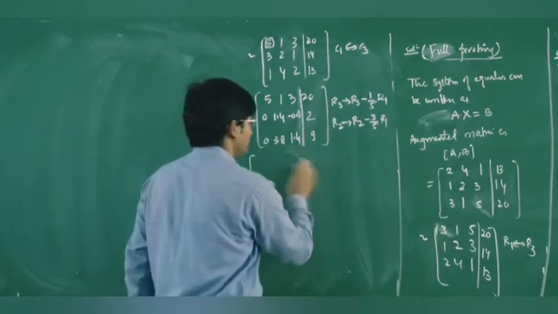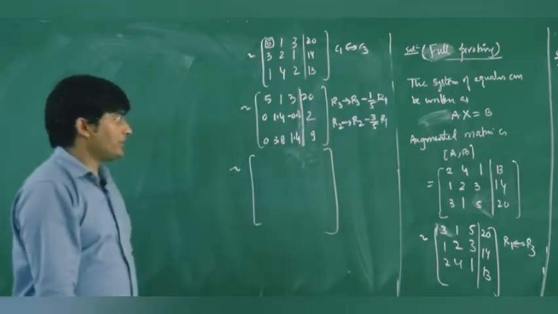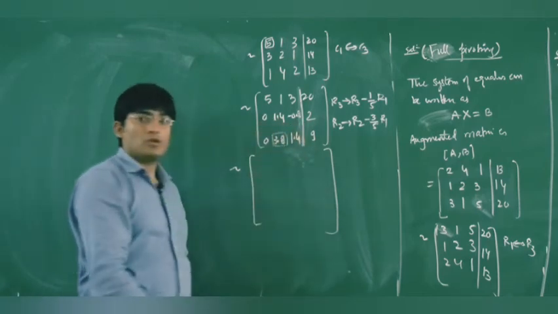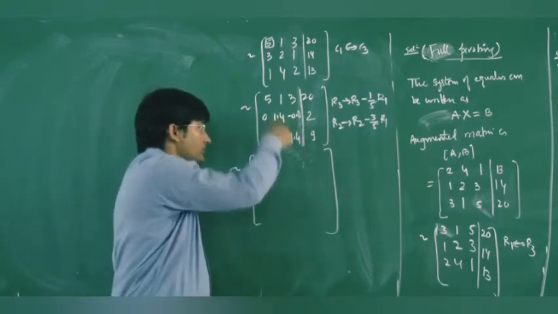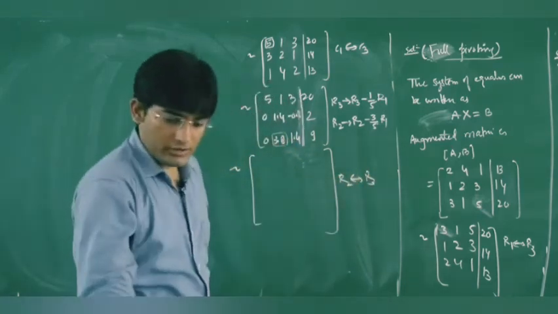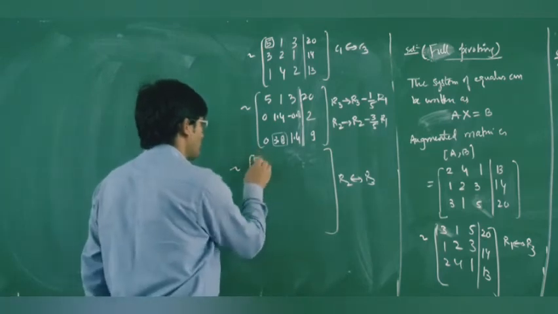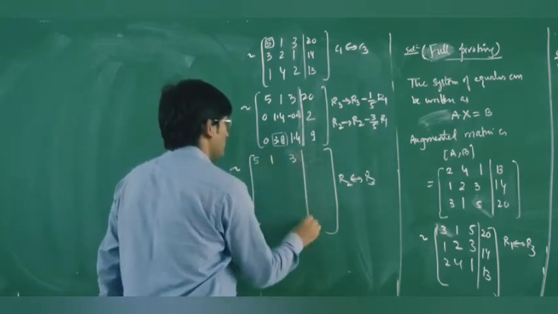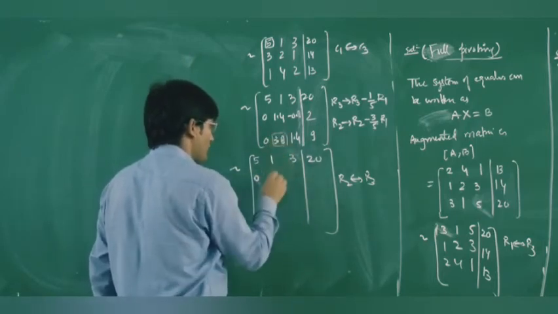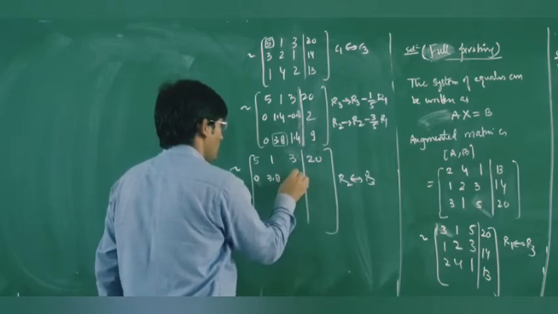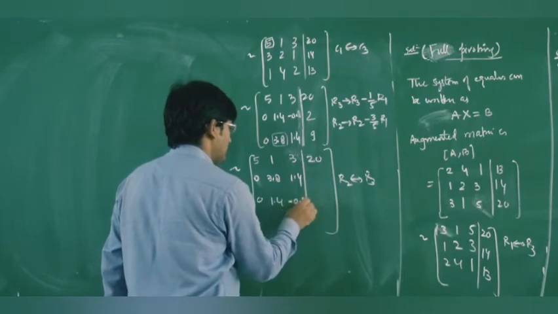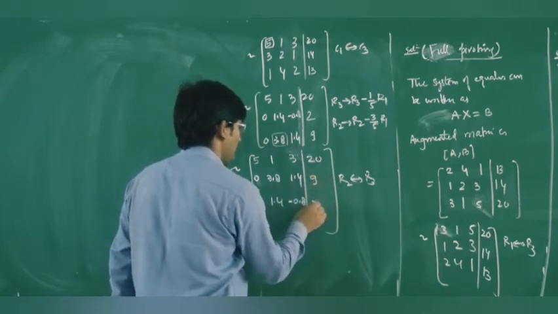Again, note that our numerically largest value is this 3.8. So we will try to interchange R2 and R3. Just interchange R2 and R3, then you can see that this is 5, 1, 3, then 20. Now as we have interchanged R2 and R3, this will be 0, 3.8, 1.4, 9, and then 0, 1.4, minus 0.8, and then 2.